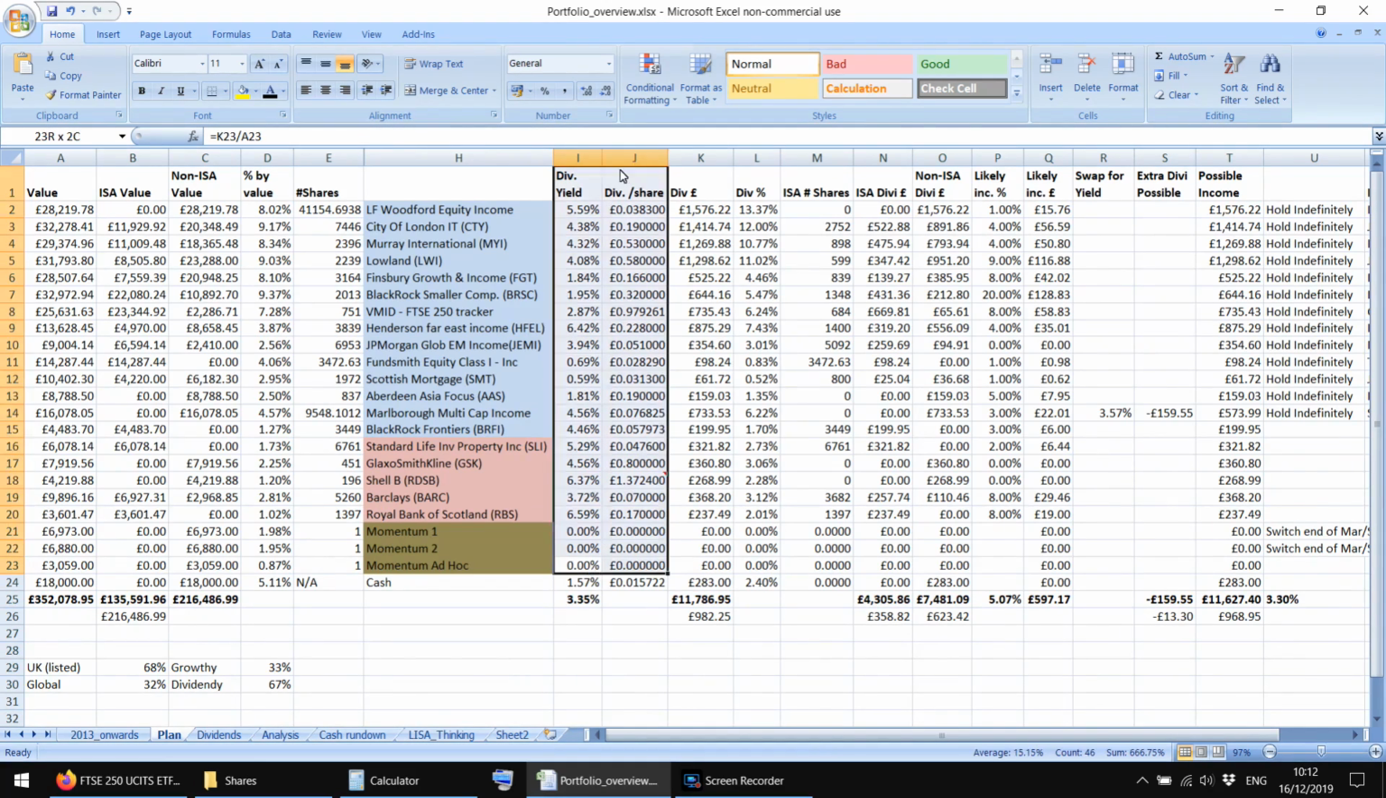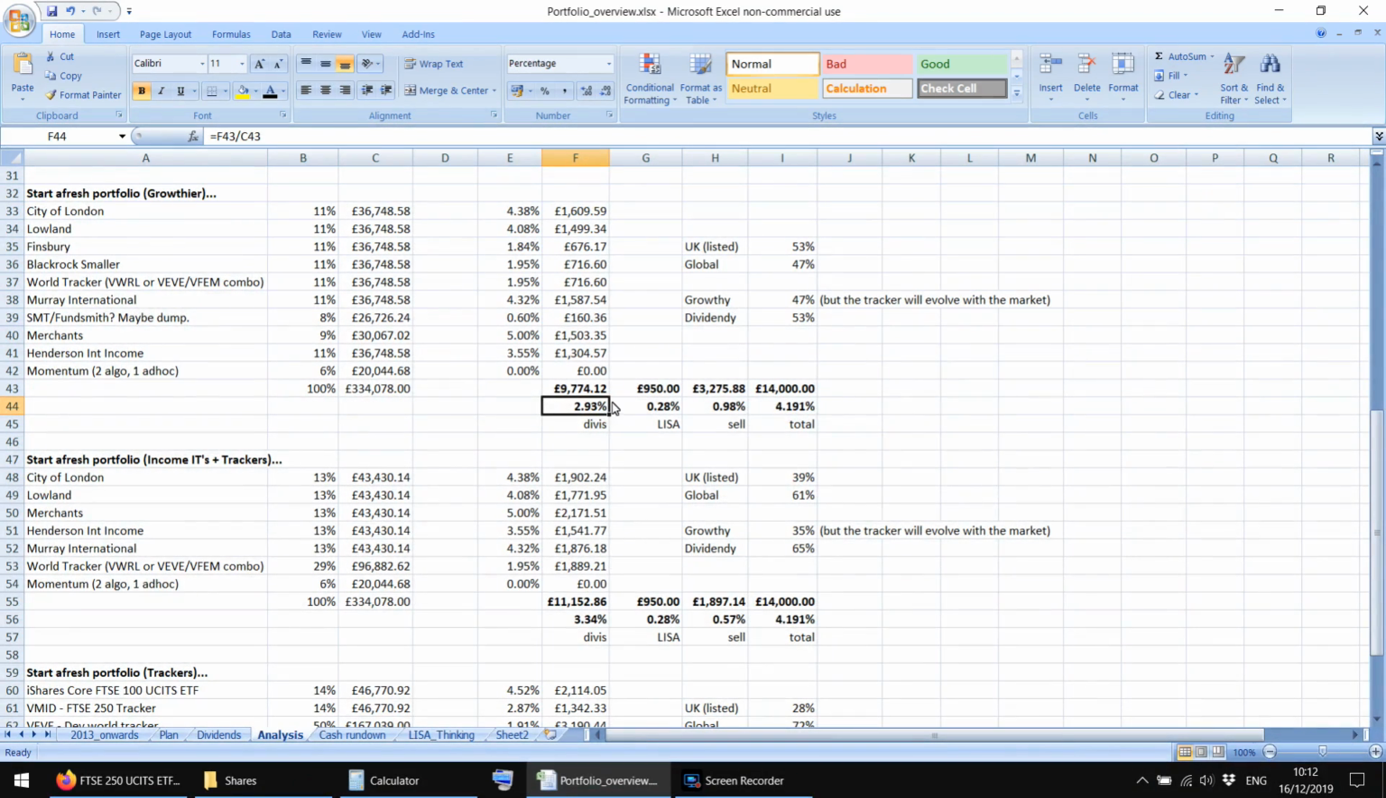Not a massive difference. Although actually this includes cash here, so it's a bit misleading anyway. So it yields about 2.93. My LISA switcheroo thing that I do earns me about 950. And then that would mean selling about 0.98%, so 3,275 quid to live off each year to give me the grand total of 14 grand, which is a yield of 4.191, slightly above the 4% rule, isn't it?